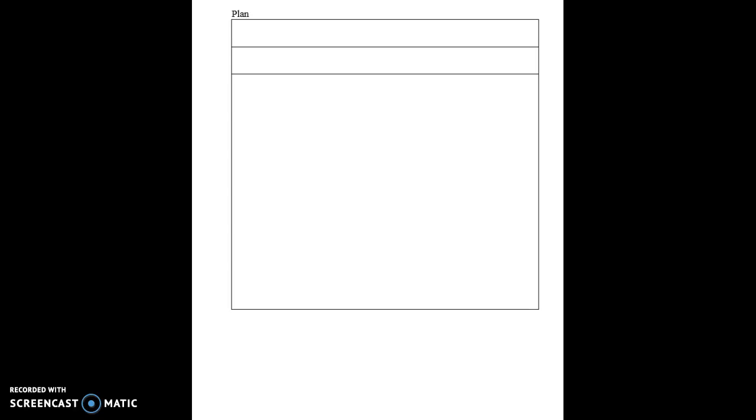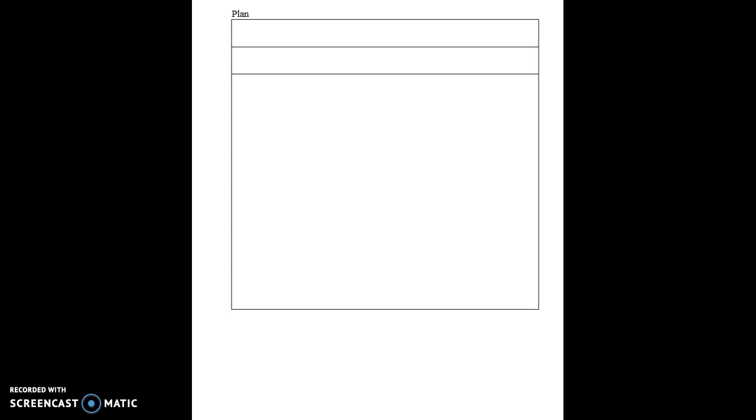Hi everyone, today we're starting a new type of writing called procedure writing. A procedure is a set of instructions to tell us how to make or do something. Today we're going to write a plan for a procedure, telling someone how to brush their teeth. You'll use this plan tomorrow to help you with your writing.